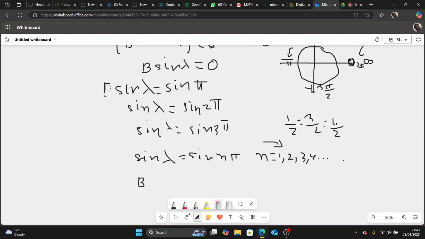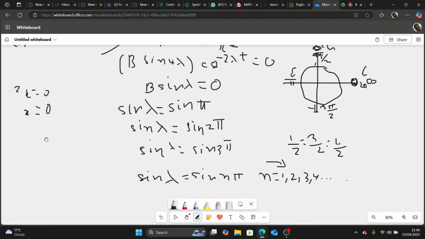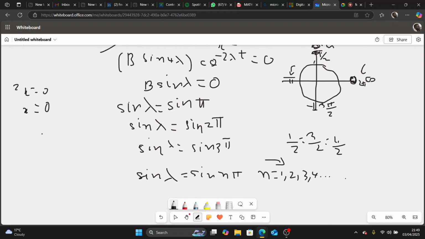Why are they removing the b, manager? No, because if you have 2x equal to 0, what is x? x is going to be 0. Yeah, that's what's happening. They simply divide so as to have sine pi on its own. Do you see it?